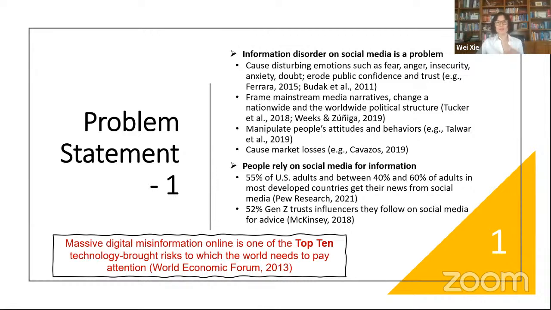However, on the other side of the story, as a society we are increasingly relying on social media to get information. There are at least two pieces of evidence here: 55% of US adults, and between 40 to 60% of adults in developed countries, readily rely on the news on social media. And 52% of Generation Z trust whatever they follow on social media for advice. So we have a problem, but people constantly follow these behavior patterns and rely on the news on social media.